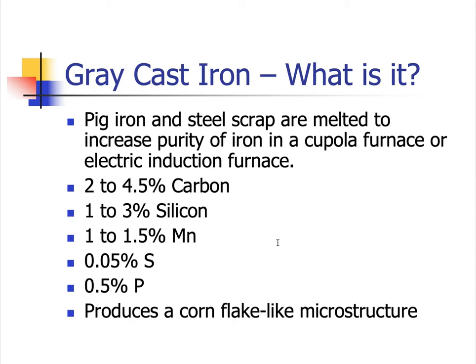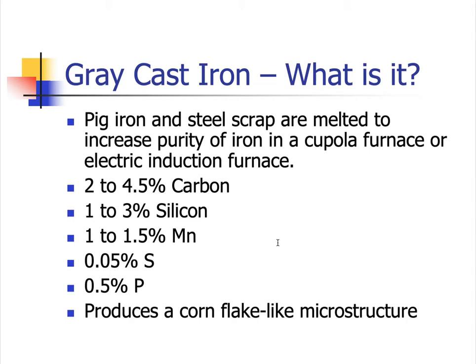We put them into a furnace called a cupola furnace. Cupola furnace looks exactly like a blast furnace, but instead of putting iron ore in the top of it, we're putting scrap materials in the top of it. And then we're putting the coke and limestone and all that kind of stuff. And out the bottom of that furnace comes iron.